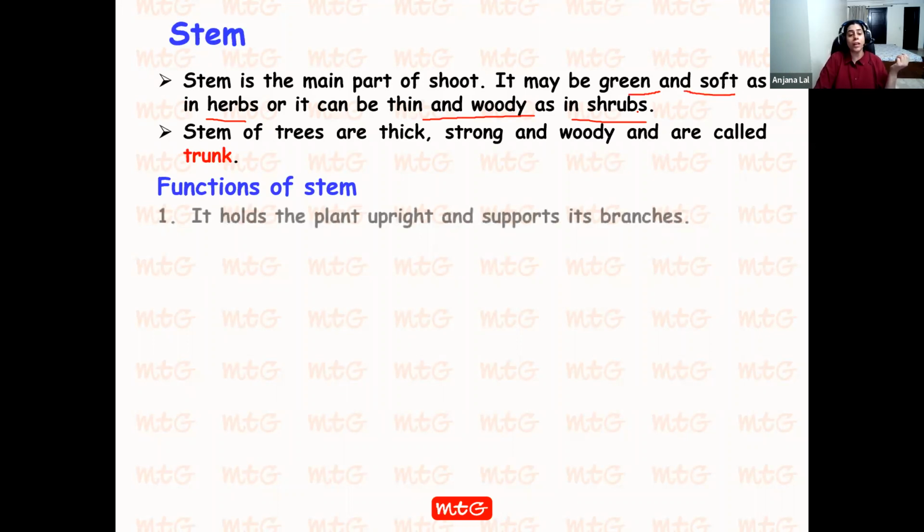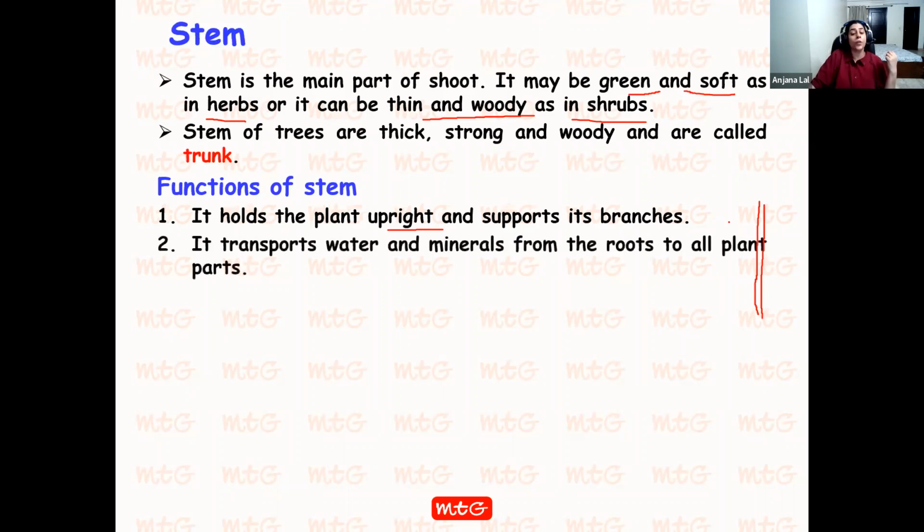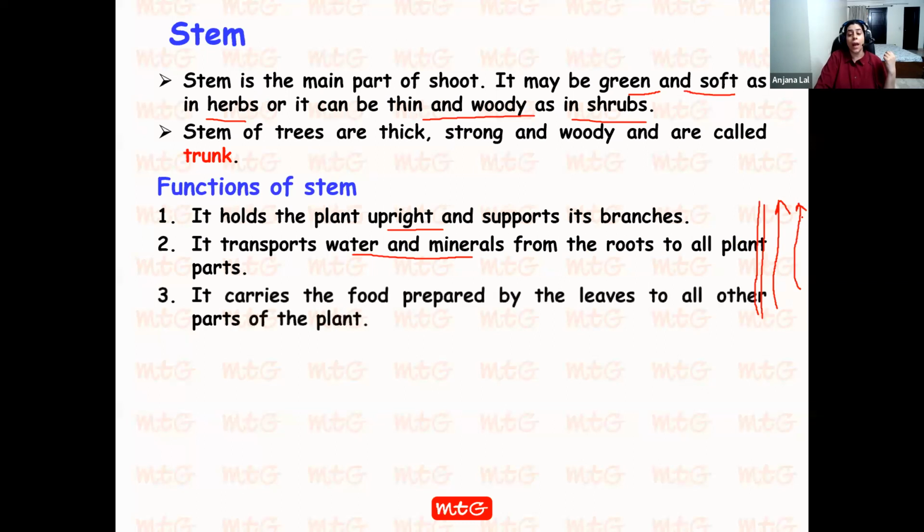And what is the function of the stem? It holds the plant upright and supports its branches. So how is the plant standing upright? Because of the stem. The stem gives the shape to the plant. It also helps in transporting water and nutrients from the roots. So from the roots, the water and minerals are going up to all the different parts of the plant. And the food which is prepared by the leaves is carried to different parts of the plant. So the food is going down. It takes in water and minerals and transports them to different parts of the plant, and collects the food from the leaves and transports it to different parts.